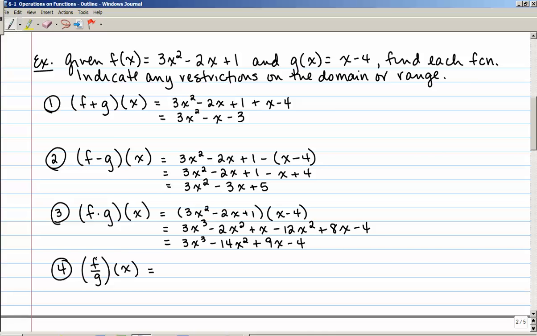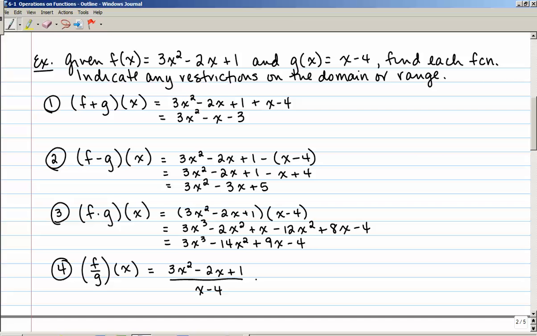And then the last one, f divided by g of x, is going to be 3x squared minus 2x plus 1 over x minus 4. And I'm just going to leave it like that. I'm not going to actually do any long division or synthetic division. I'm just going to leave it like that.